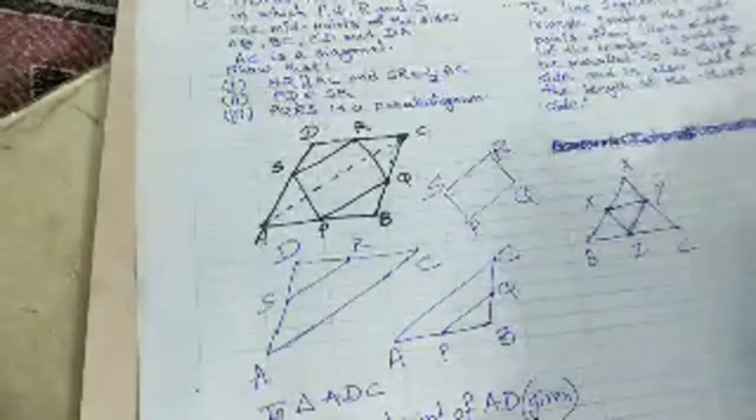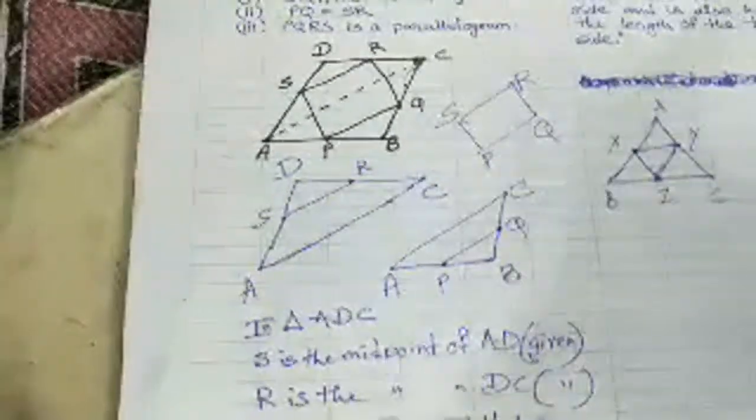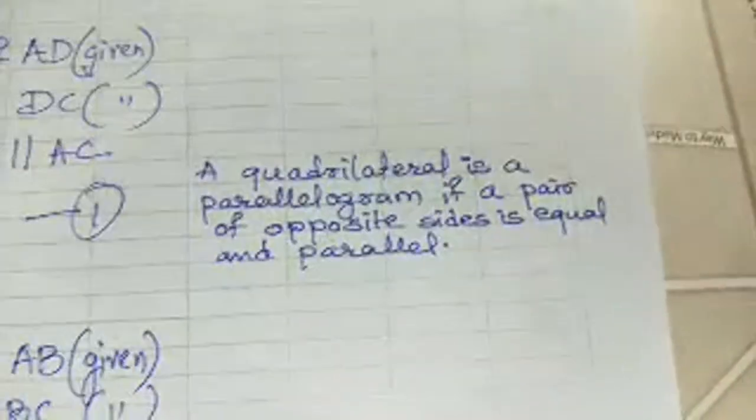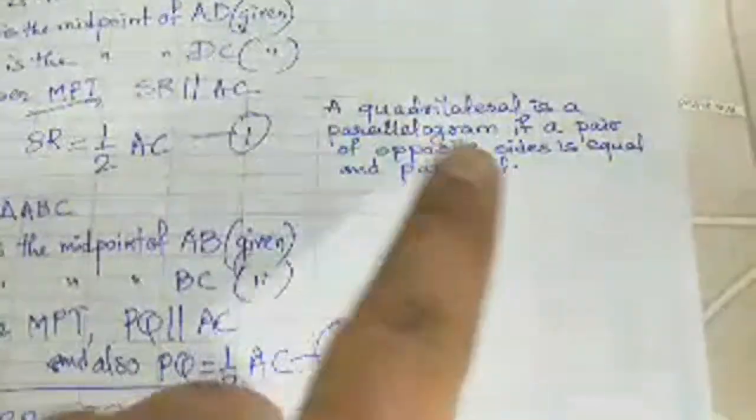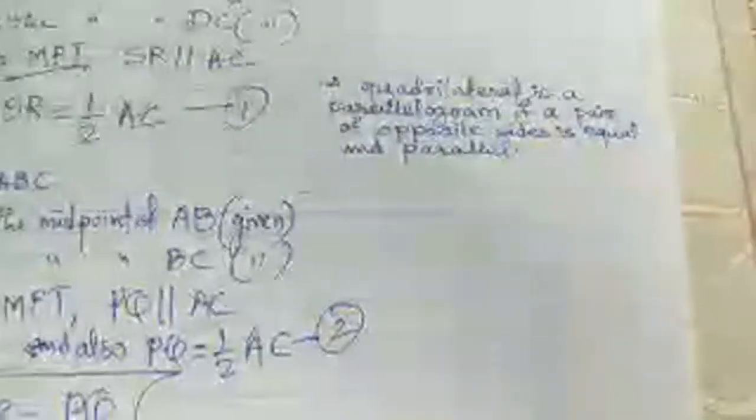So we need to now separate this from the whole figure. This is your P, Q, R and S. Now we need to learn another theorem here. It is the conditional theorem for a quadrilateral to be a parallelogram. How can we say that a quadrilateral is a parallelogram? There is a condition: a quadrilateral is a parallelogram if a pair of opposite sides is equal and parallel.